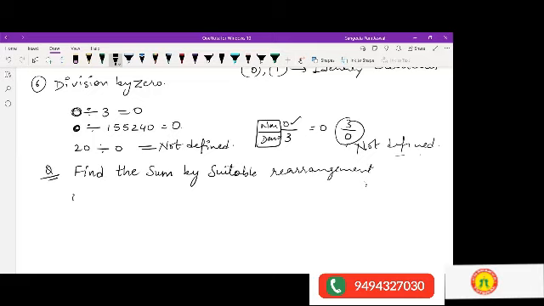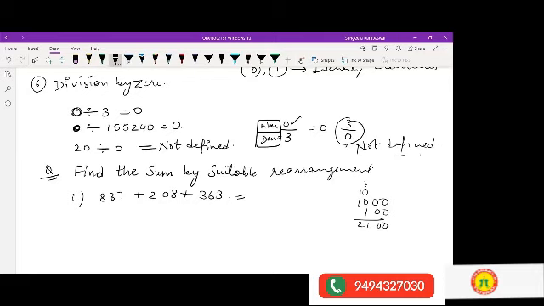Okay, let's see this one. 837 plus 208 plus 363. Now look here, how you add these numbers by suitable rearrangement. Rearrangement means you have to arrange these numbers in such a way that your addition becomes easy. So what will you think of? How can we make our addition simple? If we have zeros at the end, suppose 10, 100, 1000 such numbers, doesn't that become easy for us?